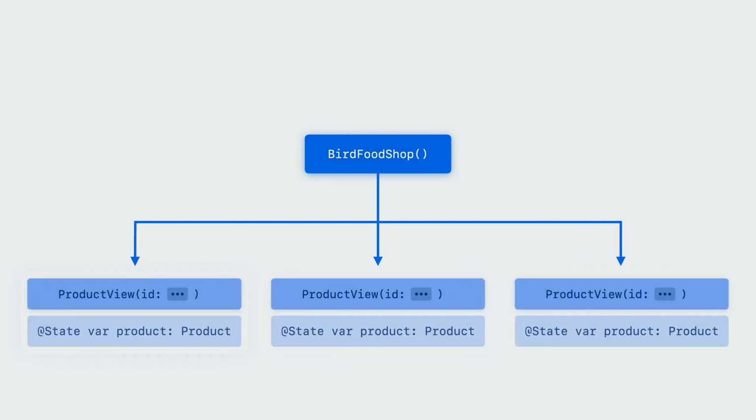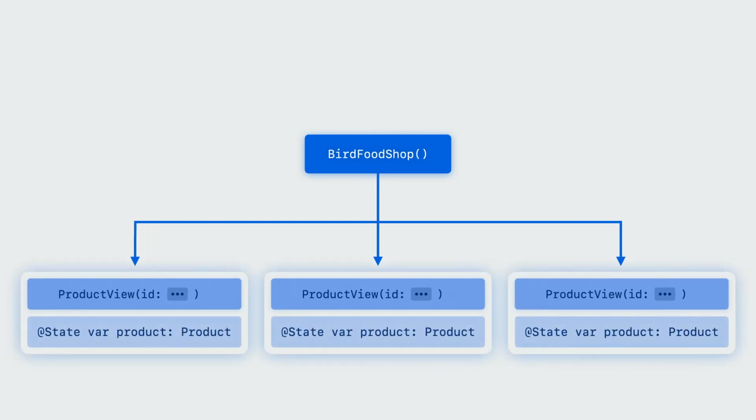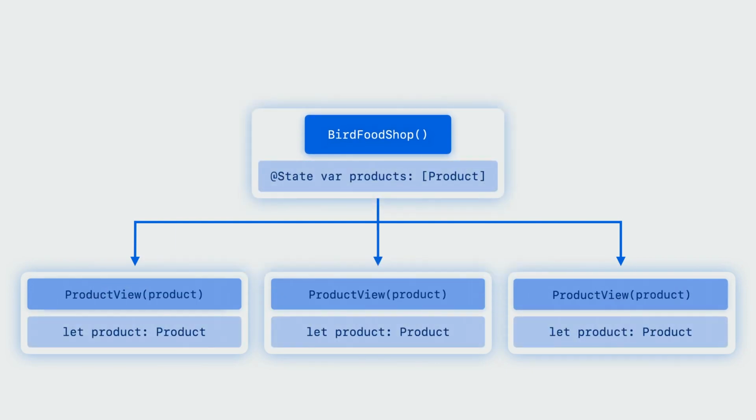When you initialize a product view with the product ID, each view internally keeps state of the product since the loading operation is asynchronous. If you want to create an effect where the parent bird food shop shows a different appearance while the products are loading, you'll need to lift your state up into the parent bird food shop. Once the parent bird food shop is managing the state of the products, it's free to change its appearance while the data is loading, and then create product view instances using the preloaded product values instead of their IDs.